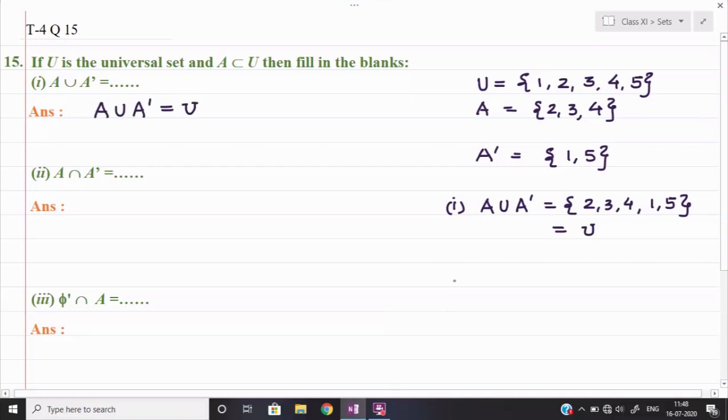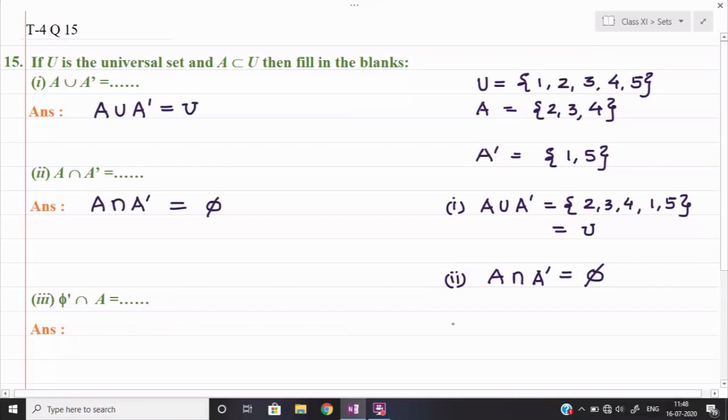Similarly, second part, they are asking A intersection A dash. So A intersection A dash, are you finding anything common between A and A dash? 2, 3, 4 and 1, 5. There is nothing common. So we can say that A intersection A dash will be equal to phi. Always the intersection between a set and its complement is equal to phi.